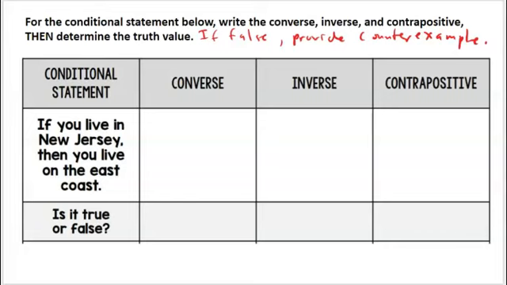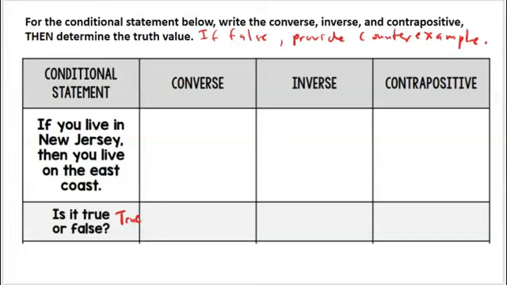So if you live in New Jersey, then you live on the East Coast. So let's determine first if that's true or false before you try the other three. Again, if you live in New Jersey, which we can already agree is on the East Coast, then you live on the East Coast. So knowing that New Jersey is on the East Coast, this is therefore a true statement, because New Jersey is on the East Coast, and then it's saying if you live there, then you live on the East Coast. Okay, again, pause the video.